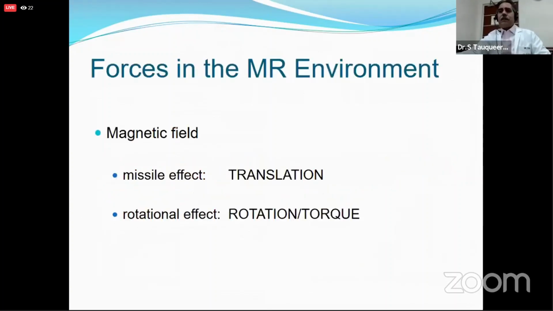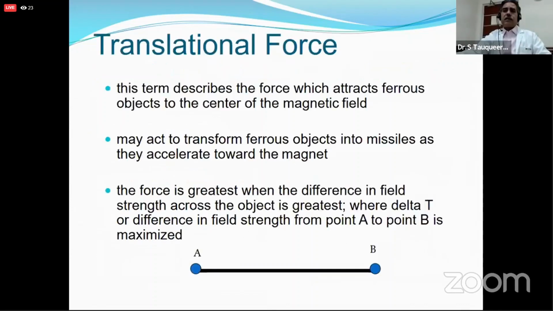For technical staff, it's very important to understand what kind of magnetic field and forces are there. There are two types of forces: the translational force and the rotational force. Translational force is called the missile effect, the projectile effect, and the rotational force is called the rotational effect. Speaking about translational force, this force attracts various objects to the center of the magnetic field. Translational force is greatest when the difference in field strength across the object is greatest.